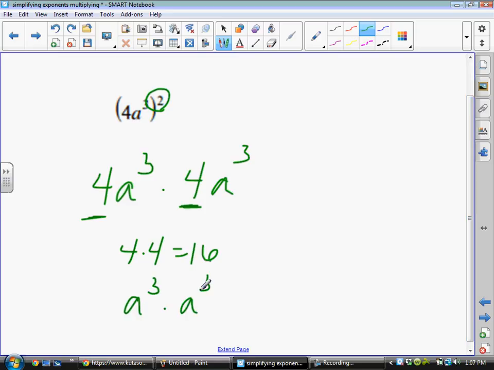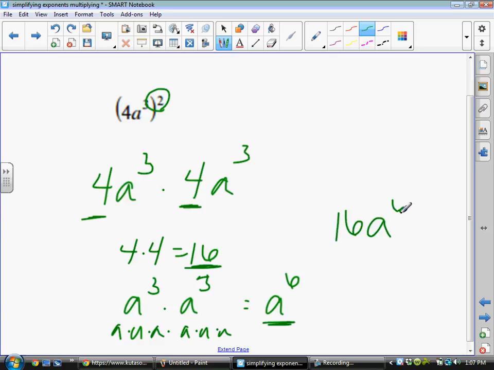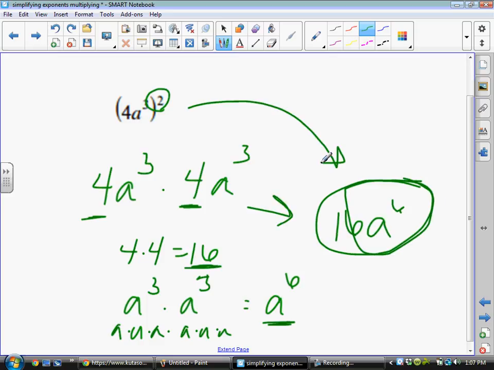I'm really counting how many there are. If I wrote a to the 3rd out, 3 and 3, how many do I have? I really have a to the 6th. I'm counting how many there are. So I combine both parts of my answer together to say 16a to the 6th. So this is my simplified answer of this original problem: 16a to the 6th.